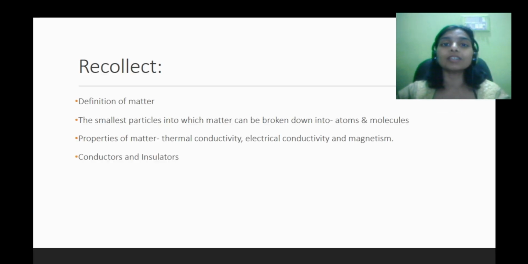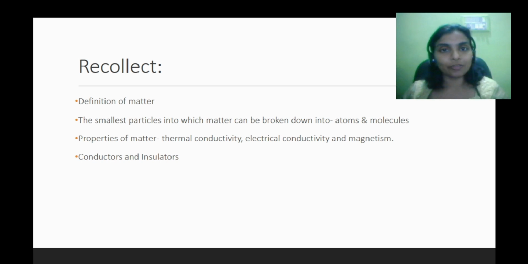Recollect that you've learned about the definition of matter. Matter is defined as anything that has mass and occupies space. You also learned about the smallest particles into which matter can be broken down, that is atoms and molecules.